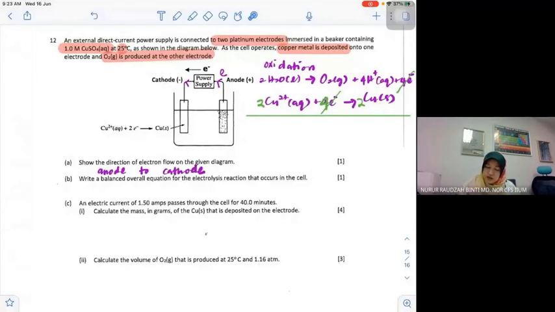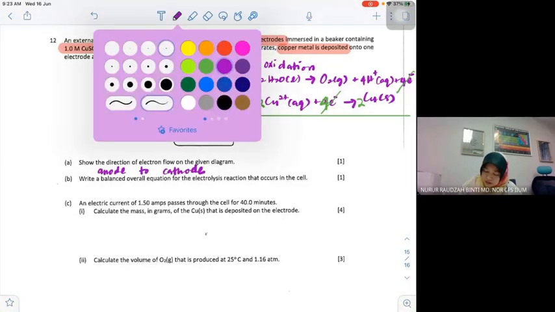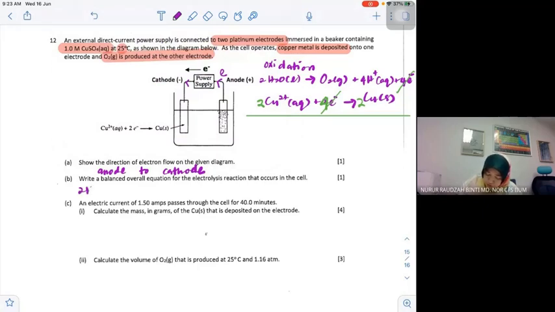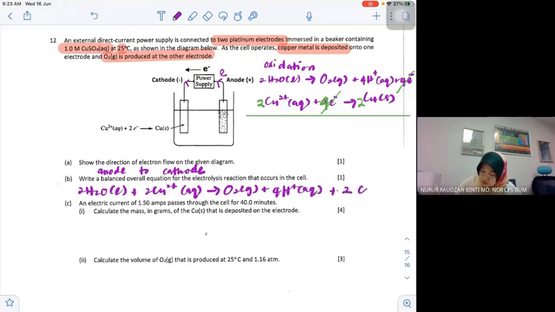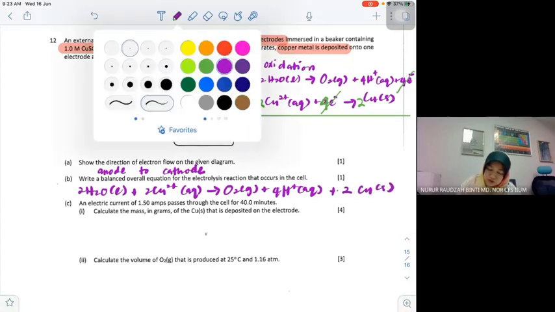So we write the answer in the column that is given. It will be 2H2O liquid plus 2 copper 2 plus aqueous. Make sure that you have the states for all. Then it turns to oxygen gas plus 4H plus aqueous plus 2 Cu solid. So that is our overall equation.